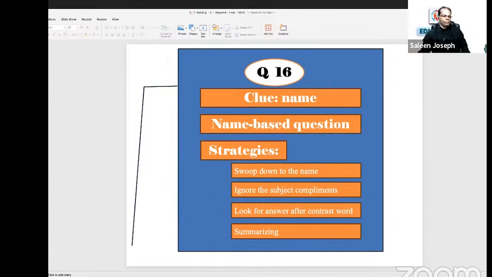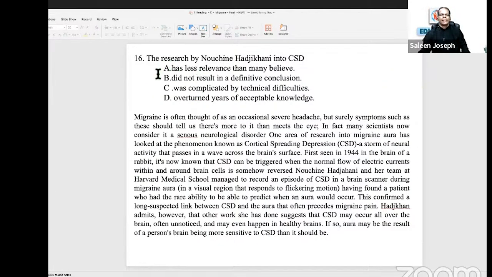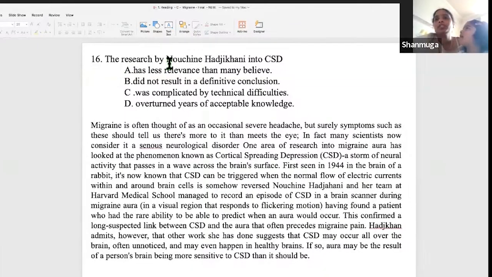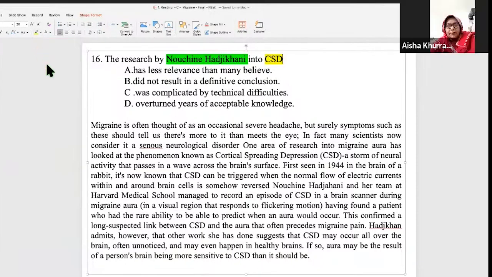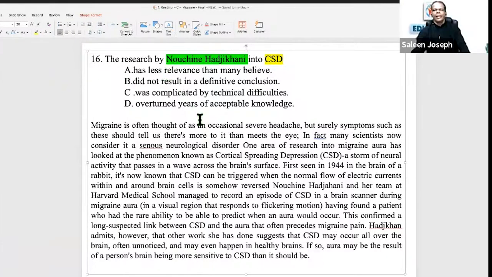Then, summarizing. Now, what are the hedging words here? Name. Yes, name. When there is a name, that is the main hedging word. We are concerned about the name. If there is a name, immediately you have to go to that name. Could you just glance through fast? I'll give you 30 seconds to find the name.